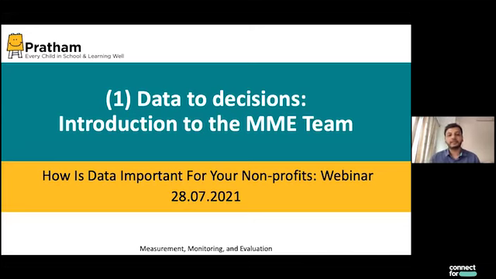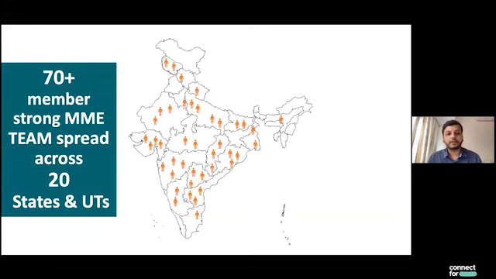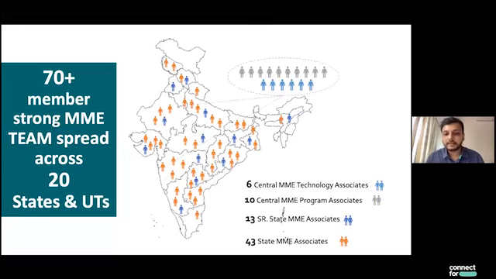So I think, Karthik, if we could move to the next slide. So quick introduction about the team, the measurement, monitoring, and evaluation team. We are 70 plus strong team members across 20 states and union territories. The field team basically consists of state MME associates and senior state MME associates, which roughly translates to 3 to 6 state team members in a state. Say if you look at the state of Maharashtra, you can see 5 team members.